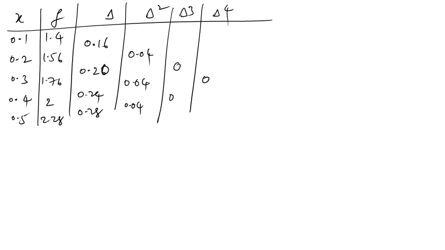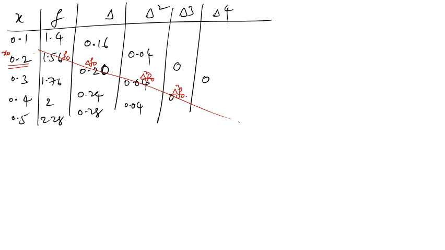And see, what is my x naught? Since 0.25 is nearer to 0.2, this is my f naught. When this is my f naught, this is the slope line. This is delta f naught, this is delta square f naught, and this is delta cube f naught.